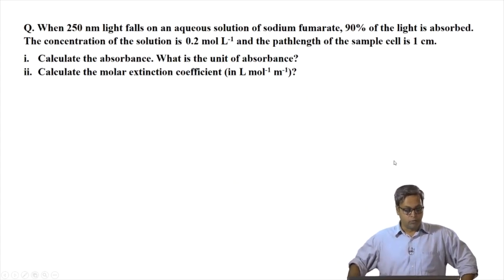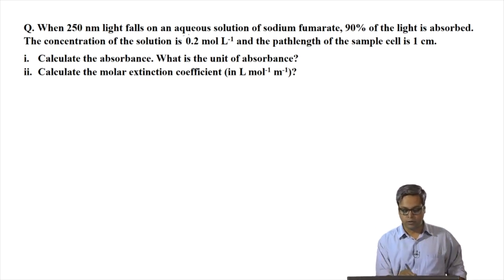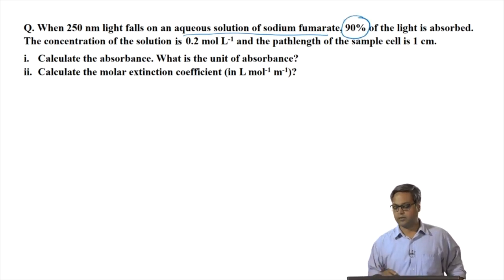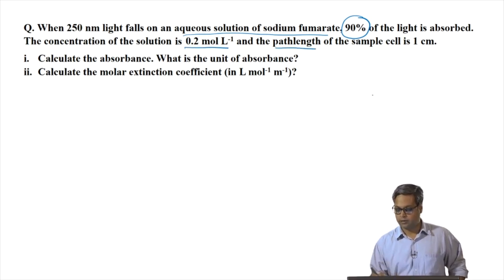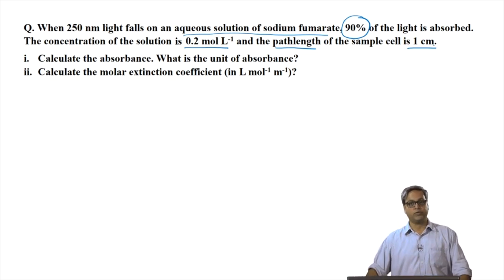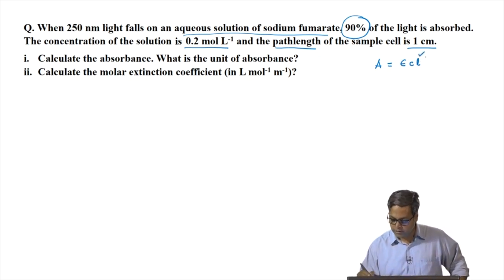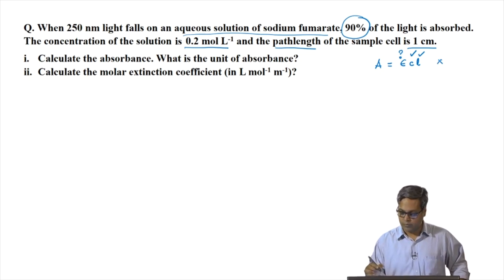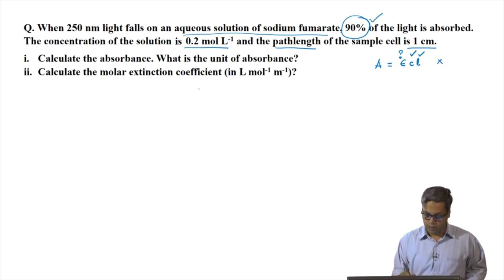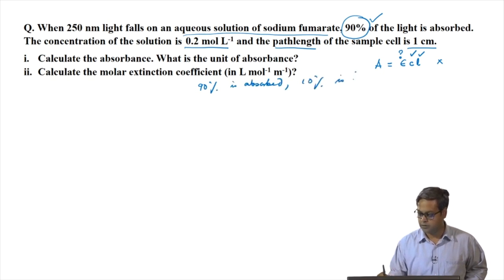The next question says, when 250 nanometer light falls on an aqueous solution of sodium fumarate, 90% of the light is absorbed. The concentration of the solution is 0.2 moles per liter and the path length of the sample cell is 1 centimeter. So, the first question we have is what is absorbance? We know from Beer-Lambert law, absorbance equals epsilon C L. Here, we know the path length, we know the concentration, but we have no information on the molar extinction coefficient. So, we cannot use this equation. But we know from the question that 90% of the light is absorbed. So, if 90% is absorbed, we can say 10% is transmitted.